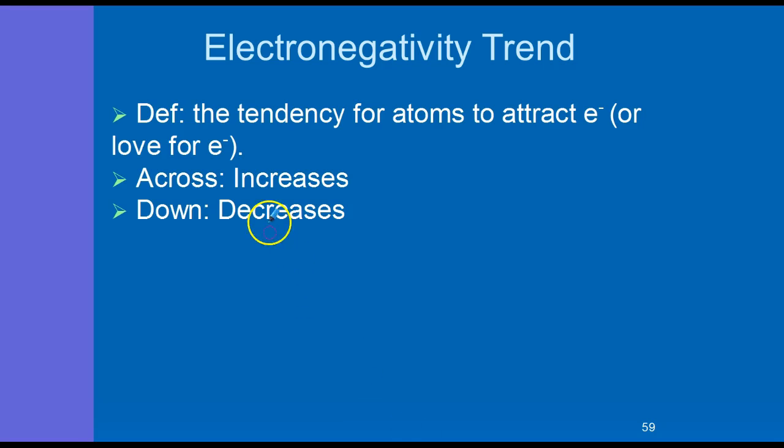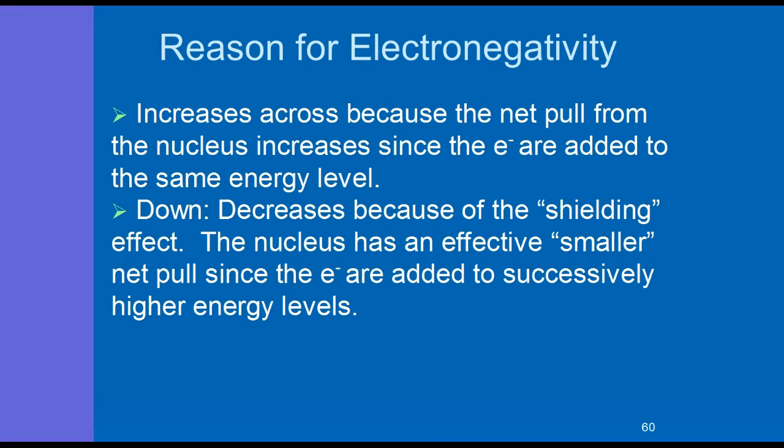So electronegativity is the tendency for atoms to attract electrons, or it's a love for electrons. So as you go across, this increases. This is just like the ionization energy, all this kind of the opposite idea. As you go down, it decreases. So electronegativity increases across because the net pull from the nucleus increases since the electrons are added to the same energy level. So there's more protons, it pulls them in more closely.